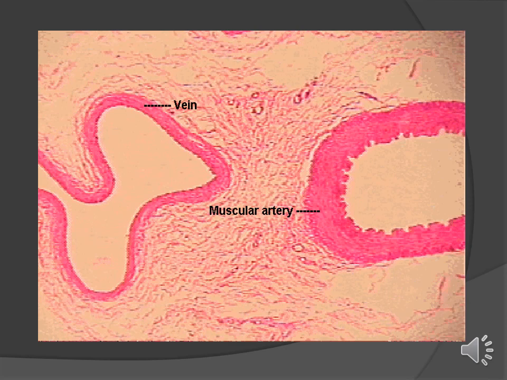This slide shows a muscular artery located right and a vein located left. The artery is well defined with a thick wall and a smaller but regular, open lumen. The vein is poorly defined with a large irregular lumen. The wall is definitely thinner than the wall of the artery.